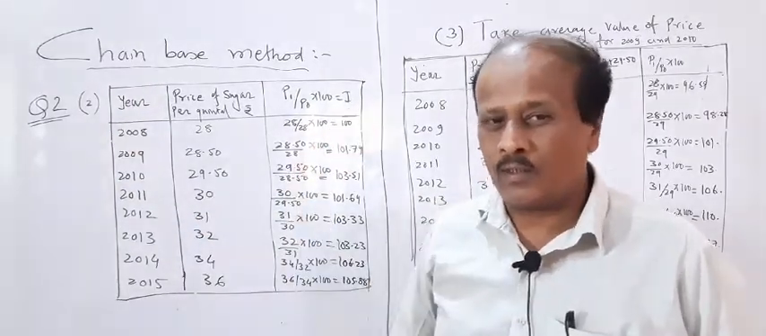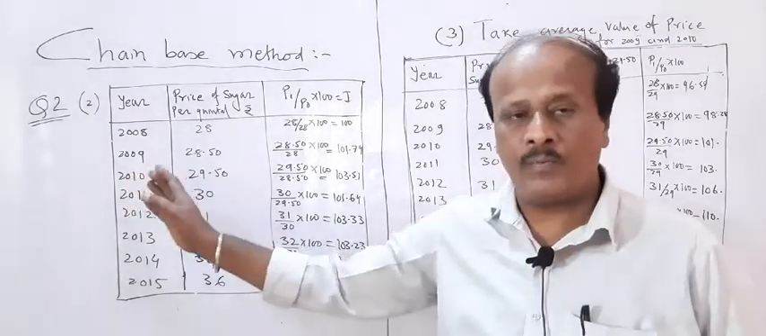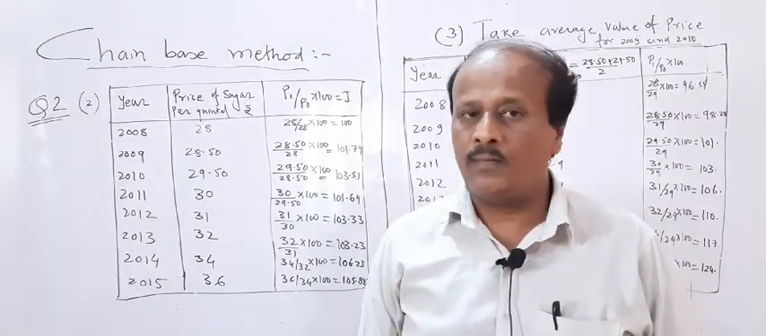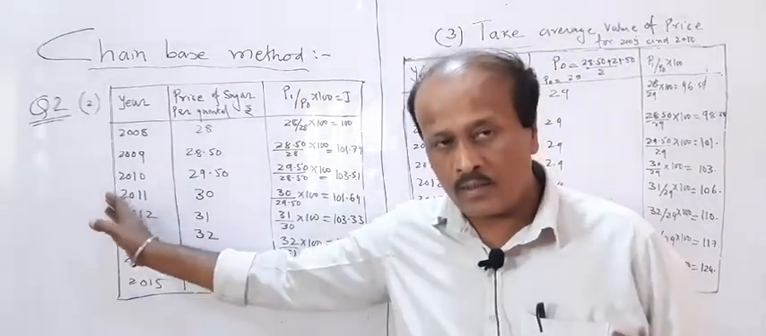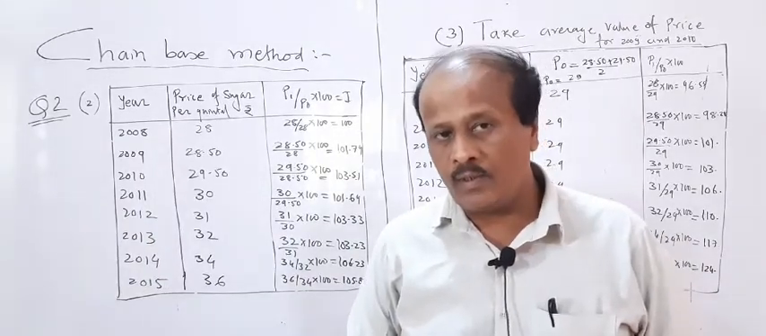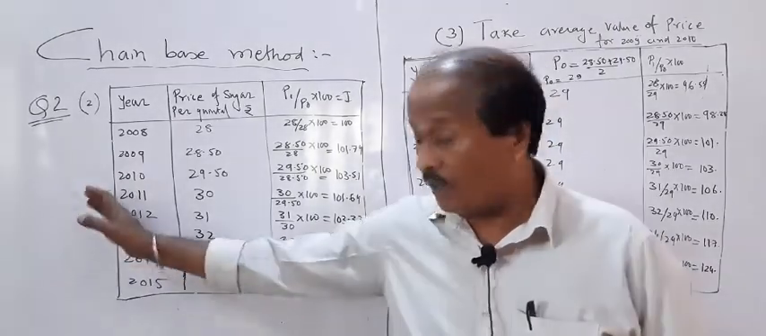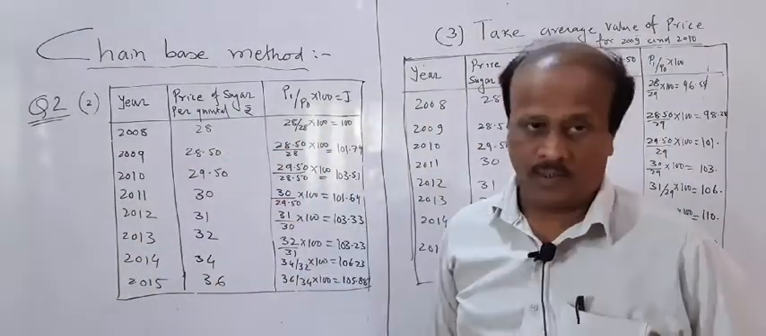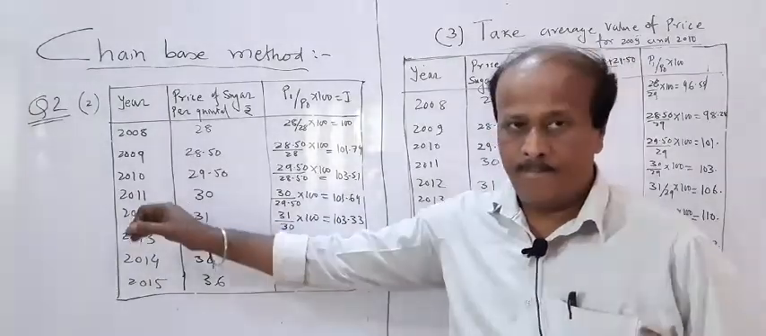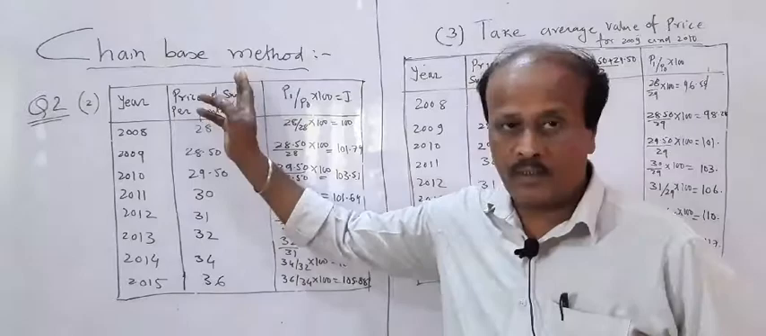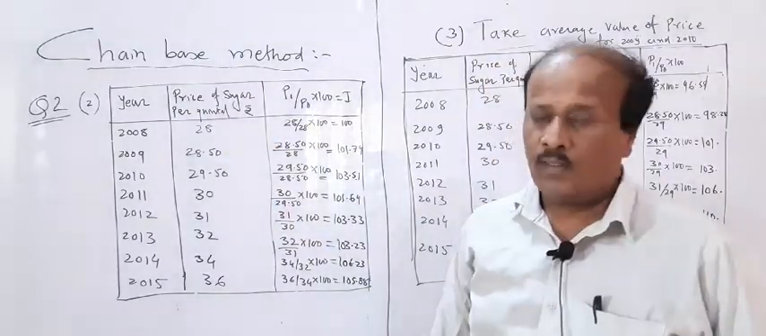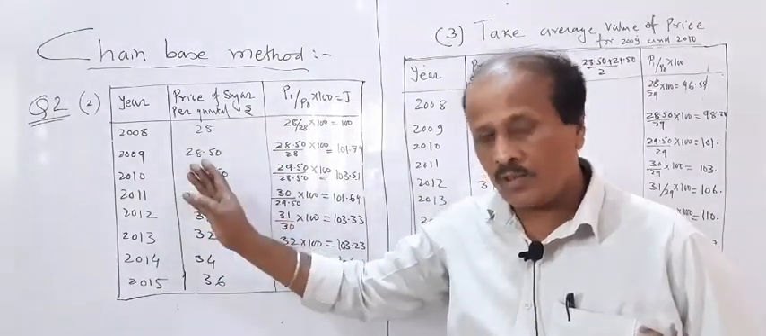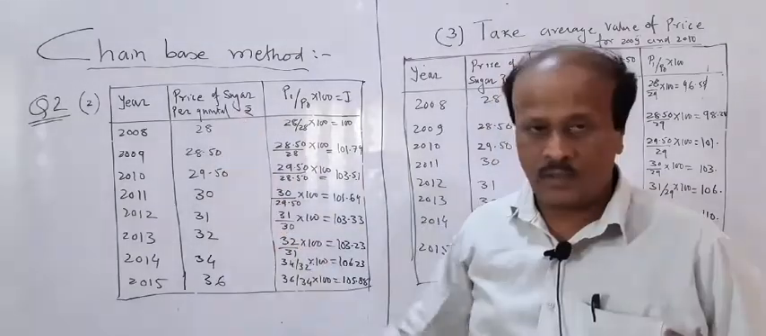Just to clear out that method, suppose in the exam this question comes for 5 to 6 marks, then you make only one table. But today, since it is the first time we are doing this method, I divided question number 2 into 3 parts. The first part we already did. What was the first part? Calculate the index number for the fixed base method, and already we got the answer. Now the second one is to calculate the index number for the chain based method. Again the same years are given, the same question, then the price of sugar per quintal is also given.